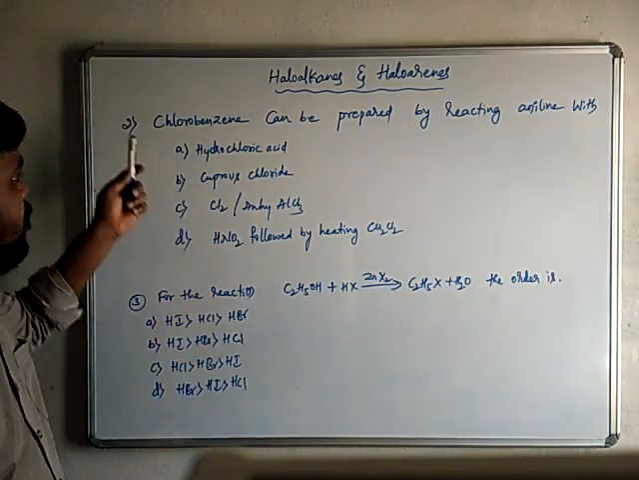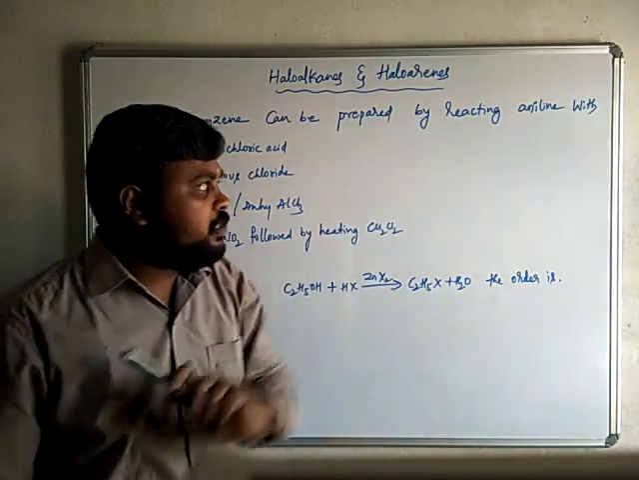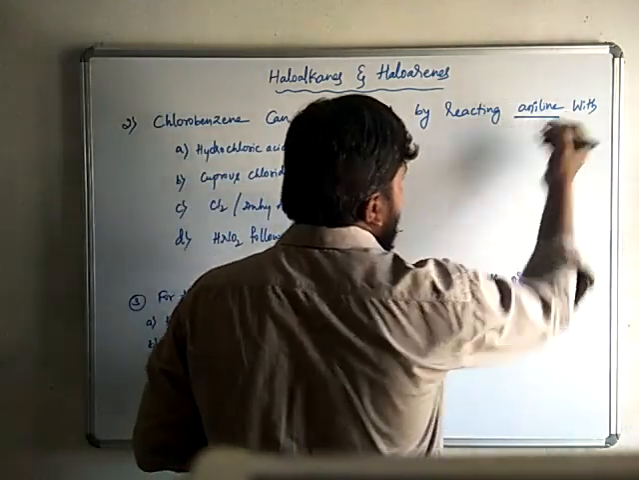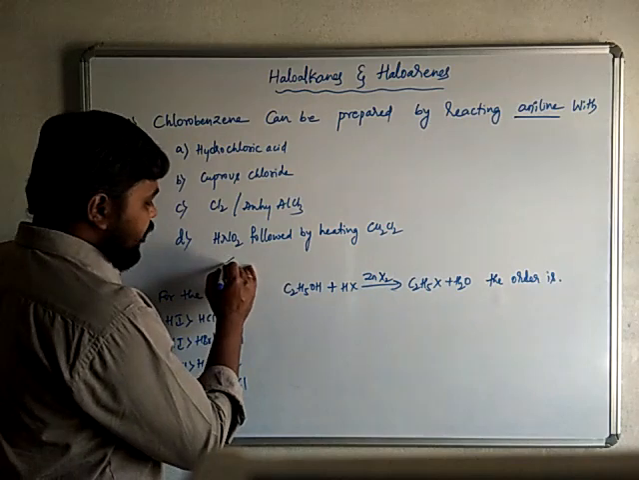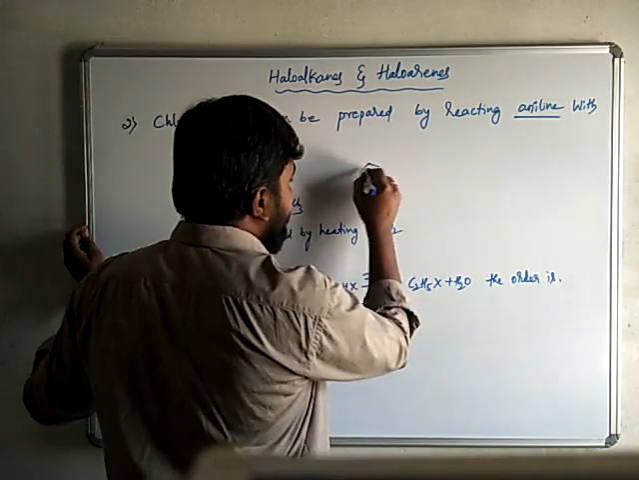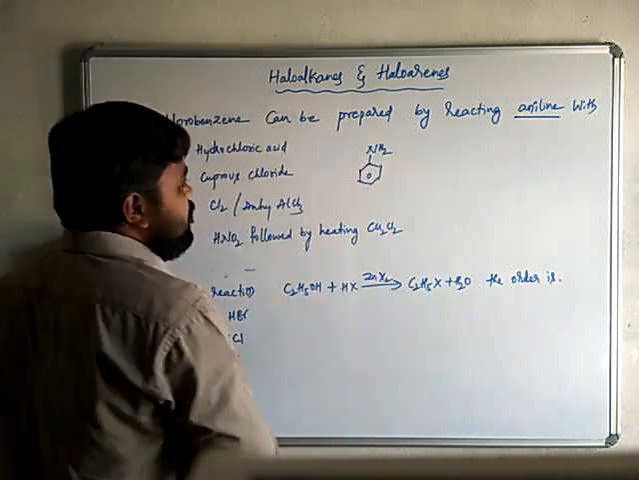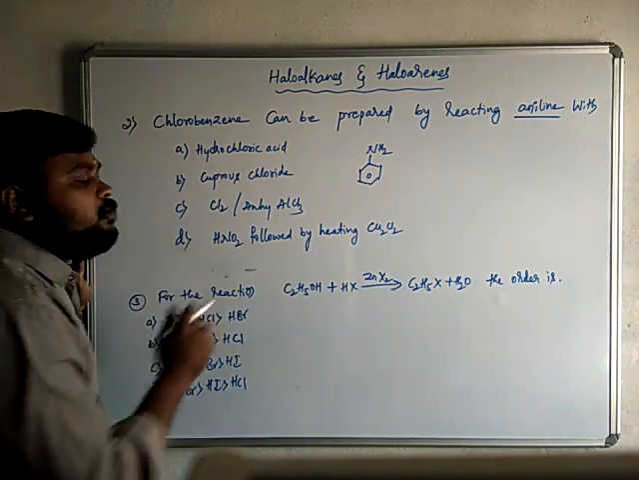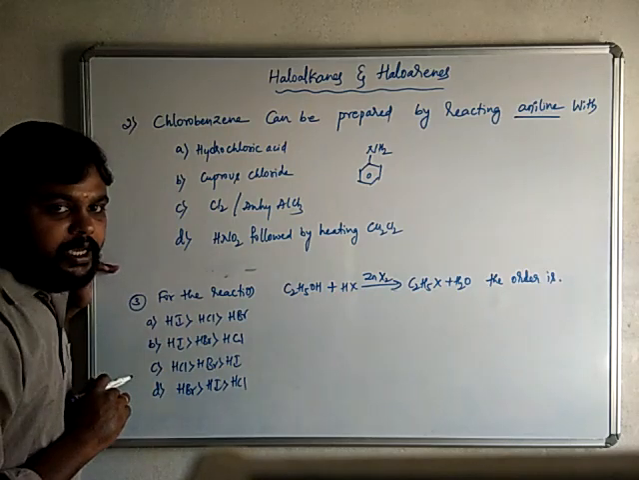The next question is, chlorobenzene can be prepared by reacting aniline with. So we are going to prepare chlorobenzene using aniline. Using which reactants can you prepare chlorobenzene from aniline? Take aniline. Formula of aniline is benzene with NH2 group. To convert this NH2 group into Cl, first we have to convert this into a diazonium chloride. After that we can convert that into a Cl group.